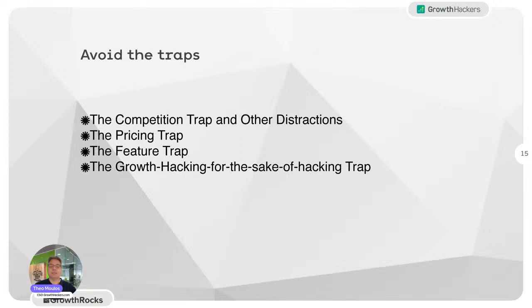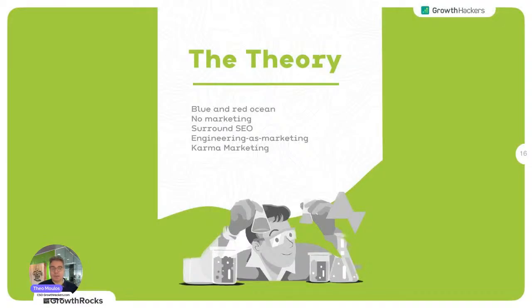Okay, and the last typical trap that founders fall into is growth hacking for the sake of hacking. So they keep experimenting again and again, trying different things, because they believe they need to find that one thing that will make the difference, without a thoughtful process of building their experiments. Okay, so avoiding these traps is something that you can do through the micromonopoly.